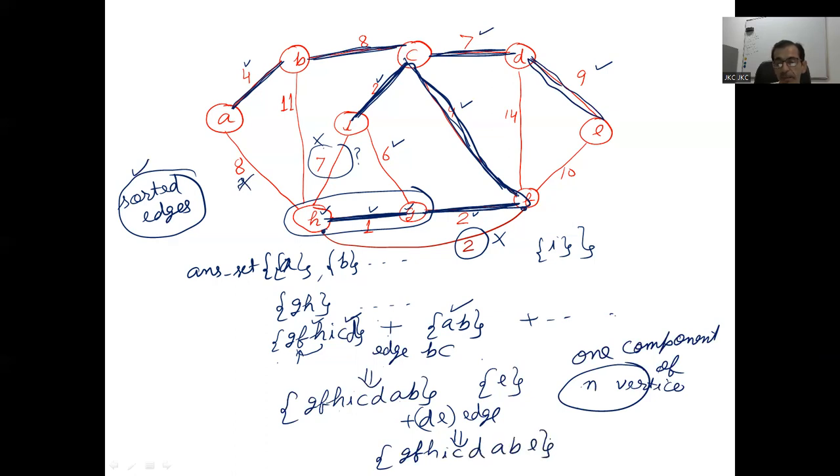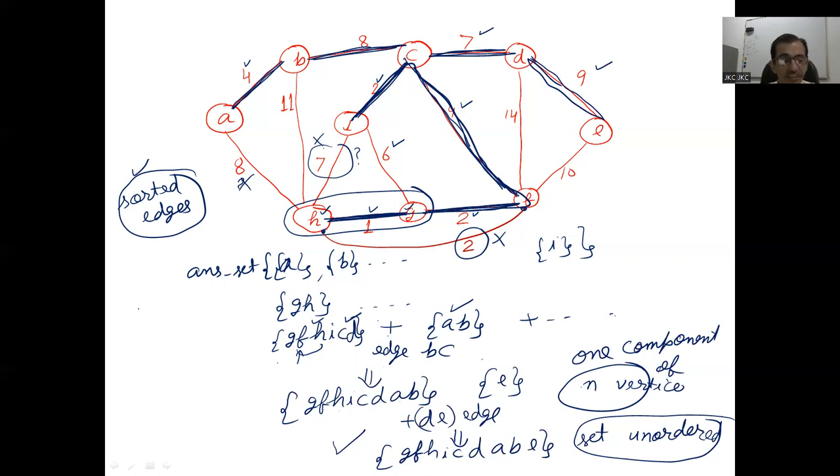GFHICDABE. Remember, it's a set, so ordering doesn't matter. Unordered set by default. So whether you write it as A to I or this order doesn't matter. It's a set. But this is how this becomes a minimum spanning tree. So Kruskal's algo used this process, and I'm able to have the same graph done like this.